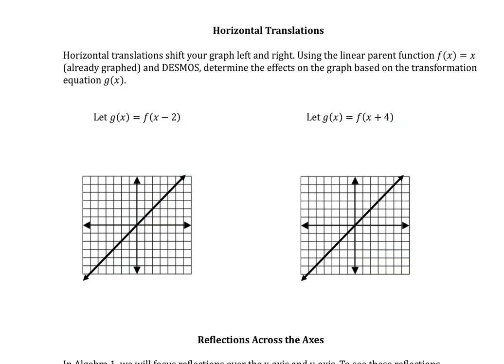All right, the next type of transformation are horizontal translations. Now, you'll notice the difference of this is we have plus or minus a number, but this time it's inside of the parentheses, whereas before we had plus or minus a number behind the parentheses. Whenever you see it inside the parentheses, this is shifting left and right. Now, this gets a little bit confusing.